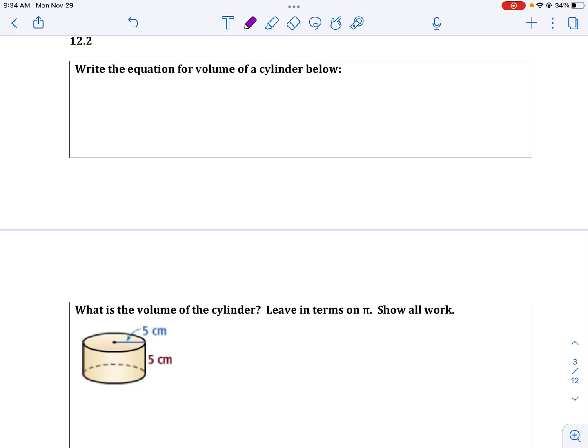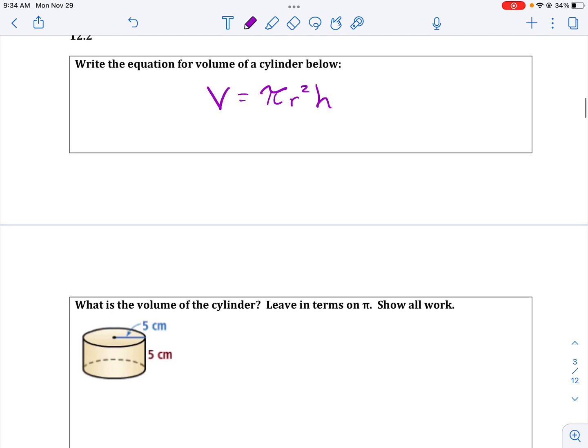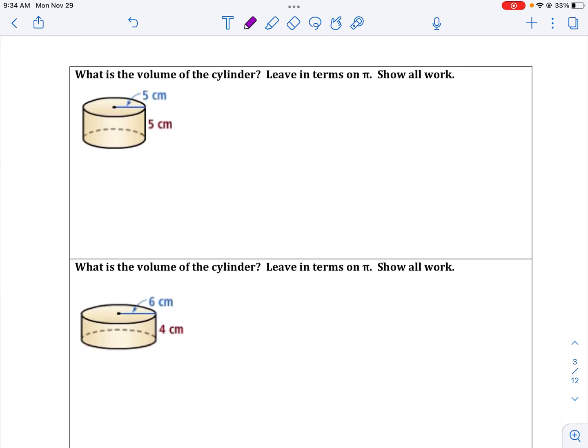Some more volume. Here we're going to be finding the volume of a cylinder. The volume formula for a cylinder is pi r squared times height, so the area of a circle times the height. So what is the volume of the cylinder? Leave in terms of pi.